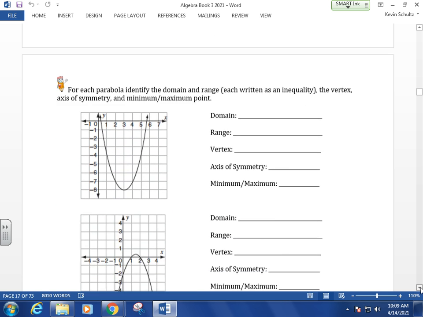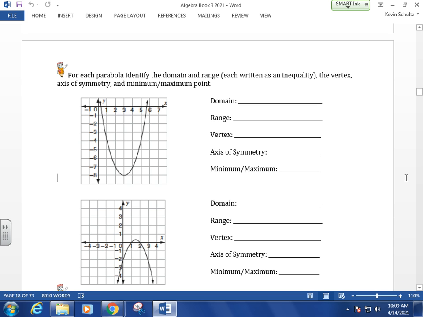Next one. Here we have a vertex that is not on the y-axis, so it gets a little bit more interesting here. But what is the domain of this parabola? Domain, what x values are included or will be included? No, it's all real solutions.